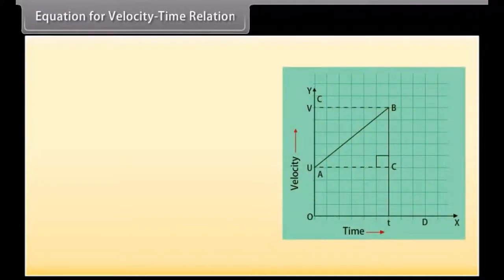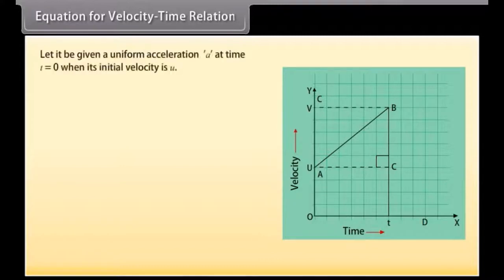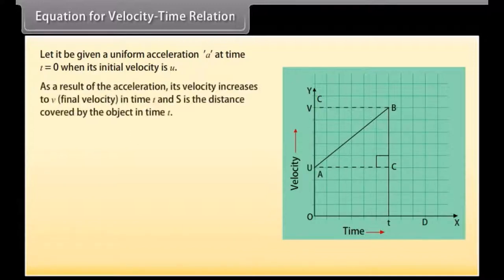Equation for velocity-time relation. Consider an object moving with a uniform velocity u in a straight line. Let it be given a uniform acceleration a at time t equal to 0, when its initial velocity is u. As a result of the acceleration, its velocity increases to v, the final velocity, in time t, and s is the distance covered by the object in time t.